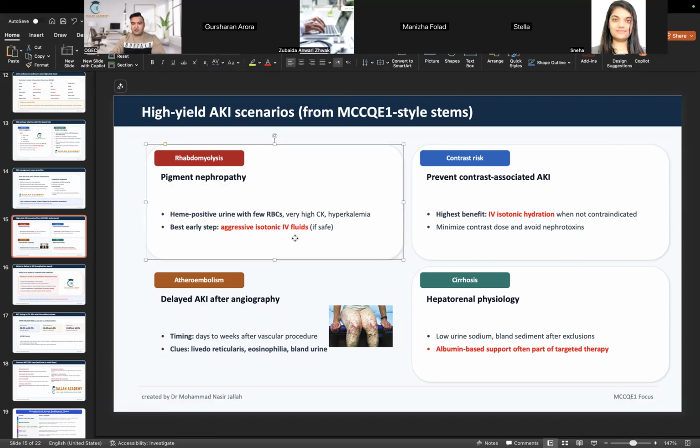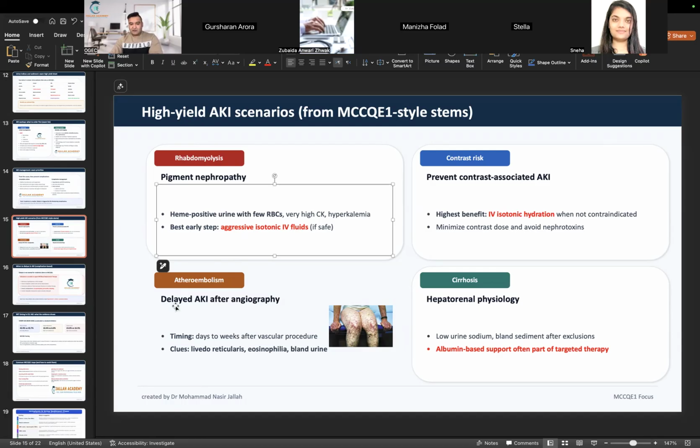Remember, this might be in the licensing exam. I make it red. So you know that if it is heme, if it is high creatine kinase, hyperkalemia, my patient has acute kidney injury, right? But what kind of acute kidney injury? Rhabdomyolysis. What type of this? Pre-renal, renal, or post-renal? It is renal. So if it is renal, if it is a rhabdomyolysis, what do I do? Aggressive isotonic fluid therapy.